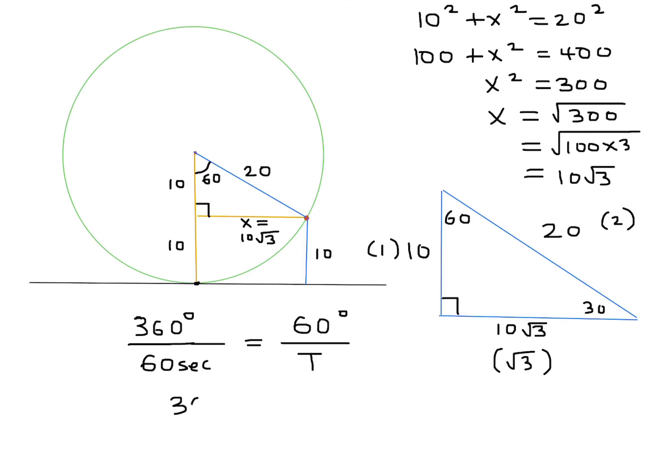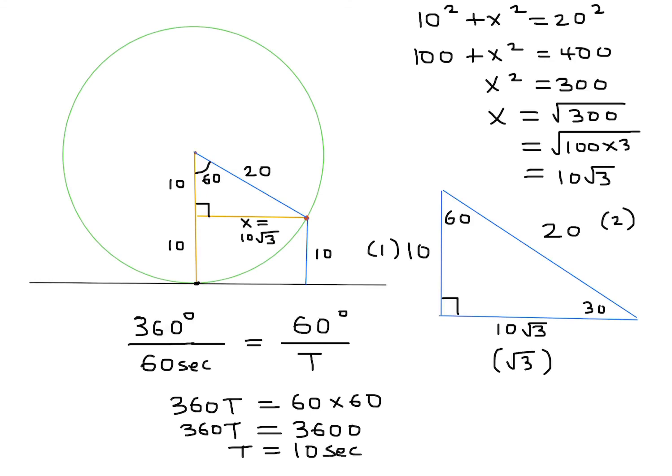So just solve 360t is equal to 60 times 60, like that. And therefore 60 times 60 is 3,600, which is equal to 360t, and therefore t will be 3,600 divided by 360, which is 10 seconds. That is how much time it takes for him to get to that position.